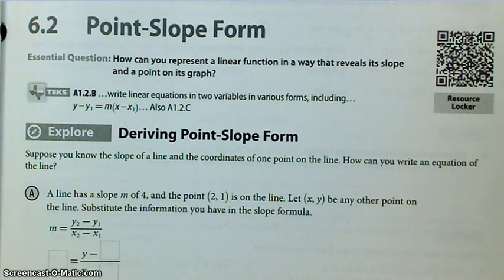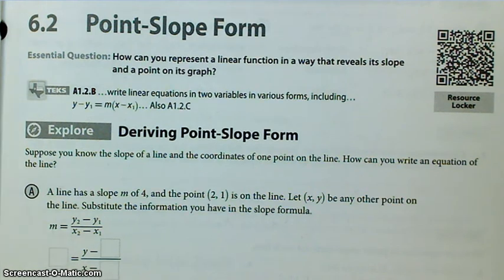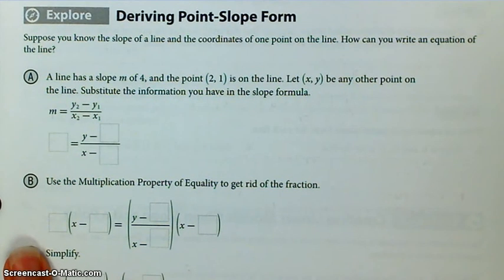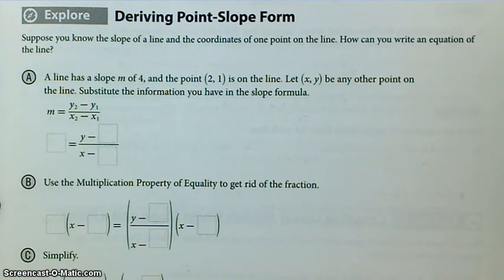Module 6, Lesson 2 is about point-slope form. This is another equation that we can use to write the equation of a linear function. Which equation is best sort of depends on what you are given in a particular situation. But this is another way that we can write a linear function. So let's get started. All right, first they say derive point-slope form.